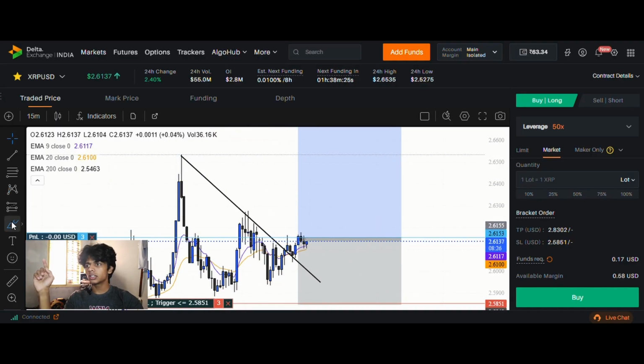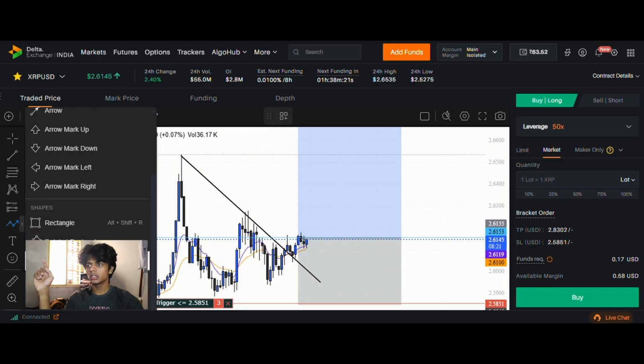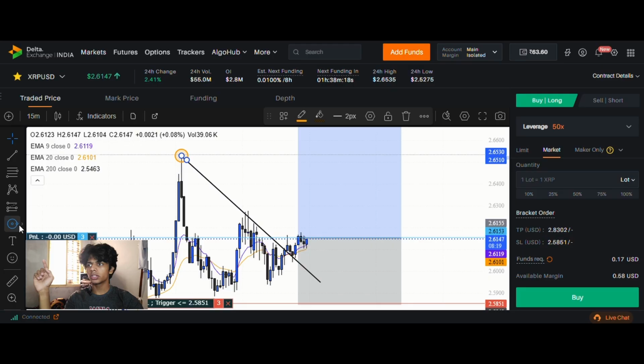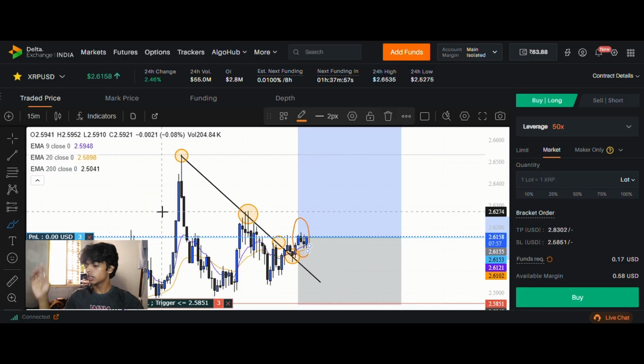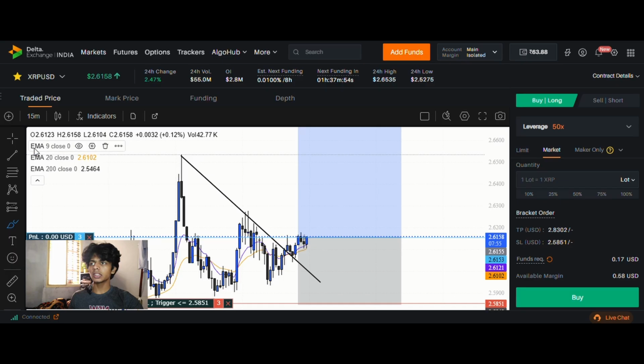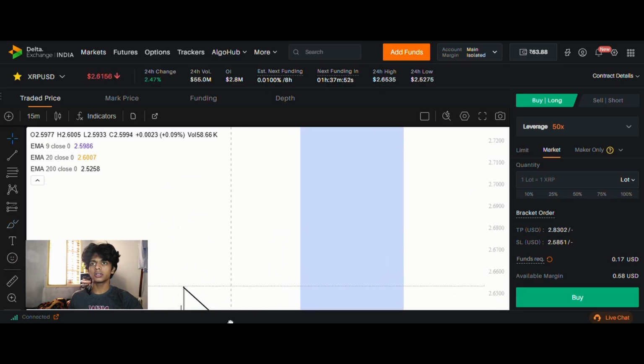It had, if I take out the tool, the circle, over here you can see it had one touch point over here, and then it had one touch point over here, and over here it had one touch point, and then over here if you see, it rejected off of the trend line, which was beautiful confirmation. If this candle closes as an engulfing candle over here, that is when this trade is gonna head to the take profit.